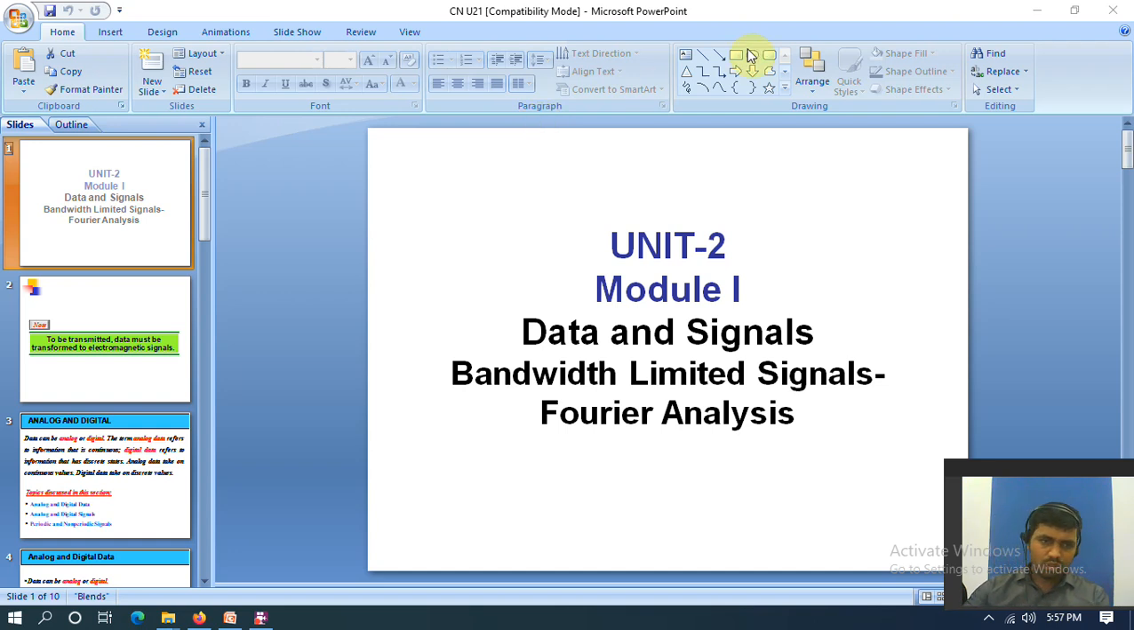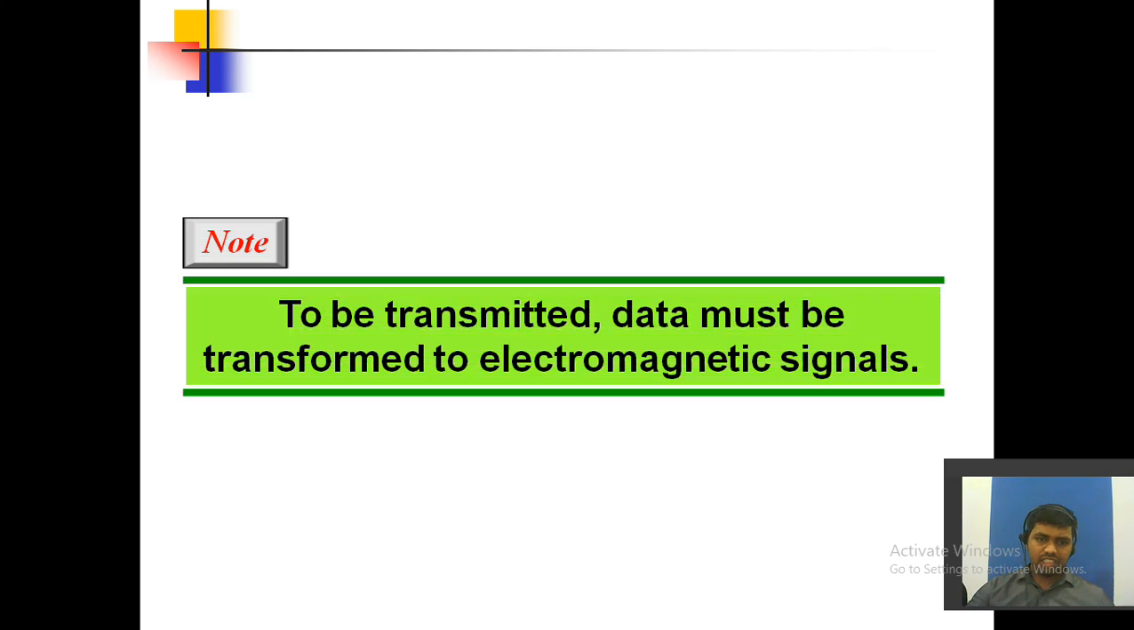Coming to the next slide. There is a node, so data can be transmitted. Definitely it can be transmitted, but data must be transformed to an electromagnetic signal. What is meant by electromagnetic signal? You all are EC students, so definitely we know this information. Electromagnetic signals is a very huge syllabus, and we all know about it, so I'm moving to the next slide.